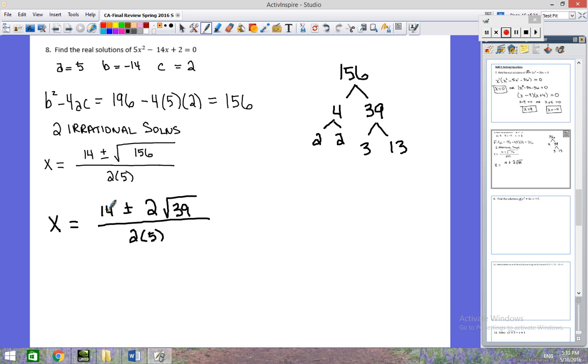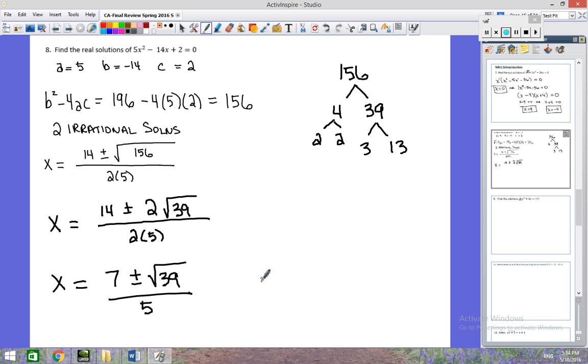But I notice that 14 and 2 are each divisible by 2. I can't come in and cancel an individual term, but both of these terms are getting divided by this value. So when I take 14 and divide it by 2, I get 7. When I take 2 divided by 2, I get 1. So here's my final answer for this problem number 8. And you can leave it like that.